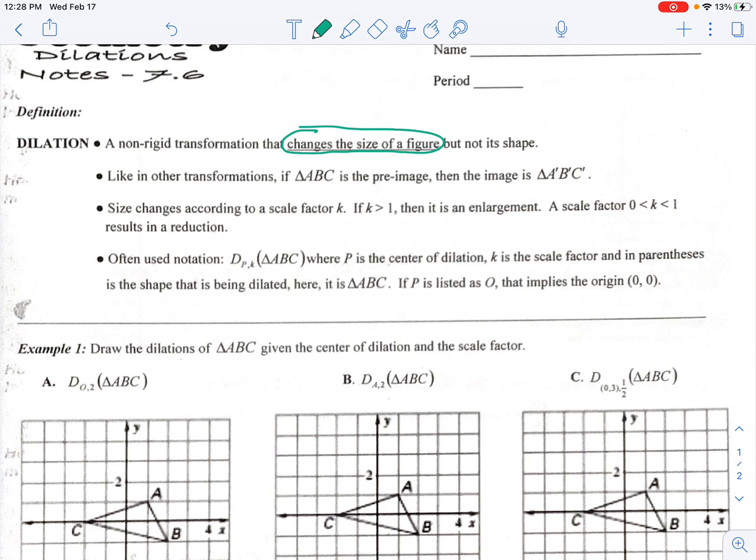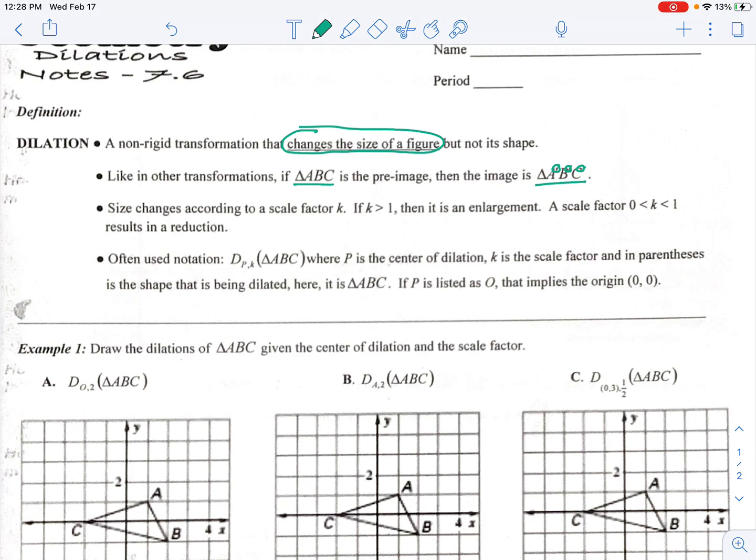Okay, so it's not going to change the actual shape. It's not going to go from a triangle to a circle. It's going to go from a bigger triangle to a smaller triangle, or vice versa. Just like we did before, we've got pre-images and images that have that notation with primes. And here's how we change it.